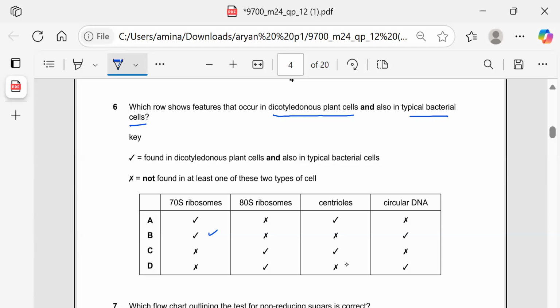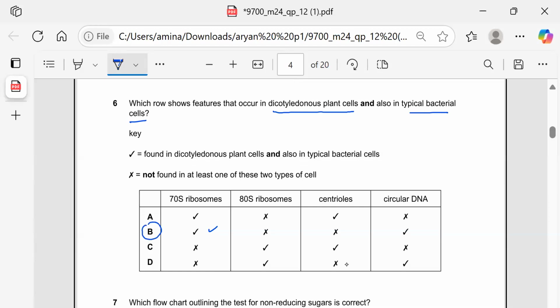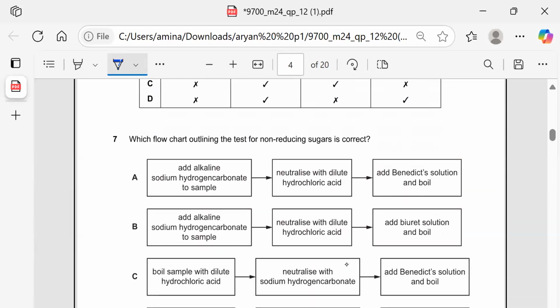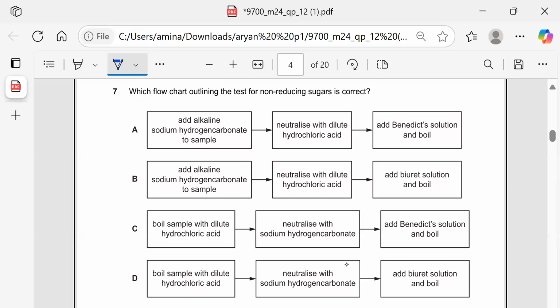So the answer is going to be, okay, centrioles are also not present in the plant cell. There are some advanced plants where you may find centrioles. Otherwise, centrioles are not present in the plant cell. So the answer is going to be B. I'm going for question number 7 now.